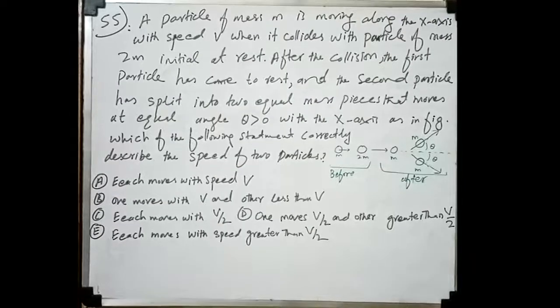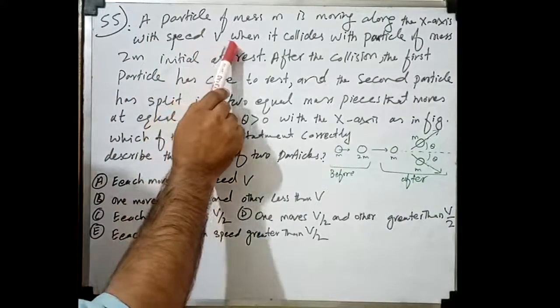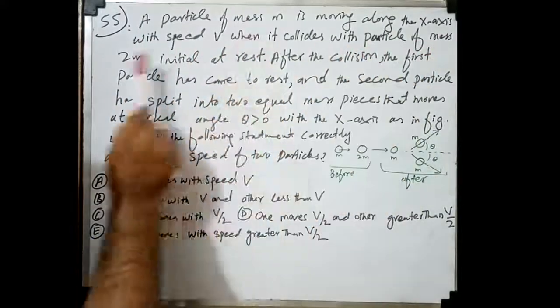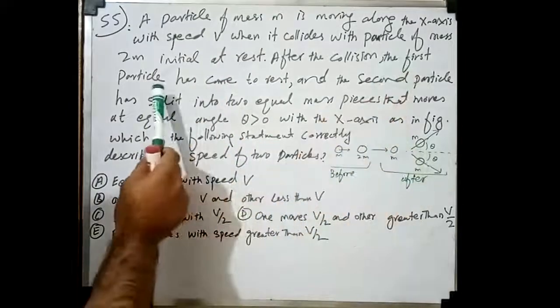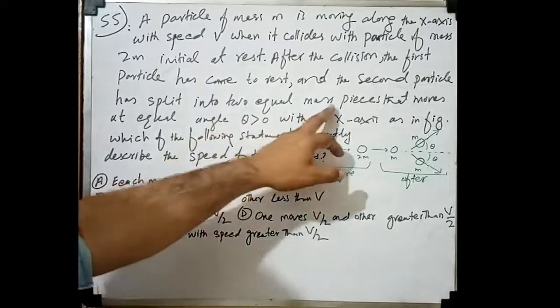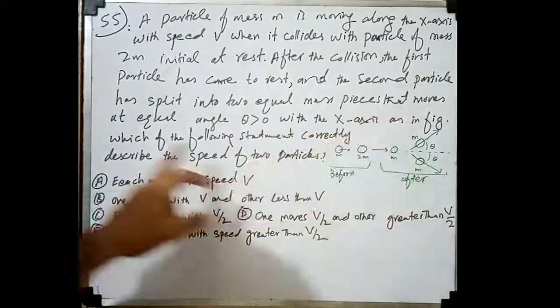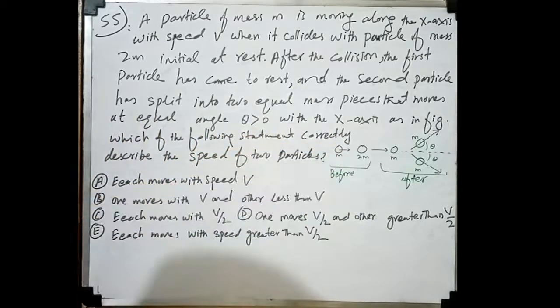Problem 55. A particle of mass m is moving along the x-axis with speed v. When it collides with a particle of mass 2m initially at rest, after the collision the first particle has come to rest and the second particle has split into two equal mass pieces that move at equal angle theta greater than 0 with the x-axis as in the figure. Which of the following statements correctly describes the speed of the two particles?